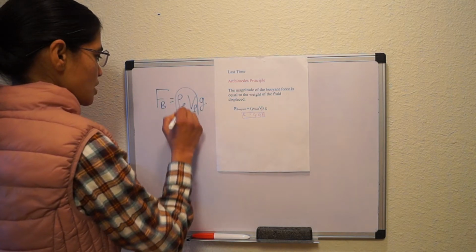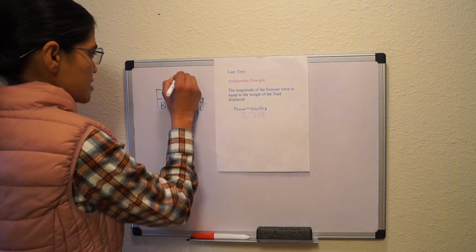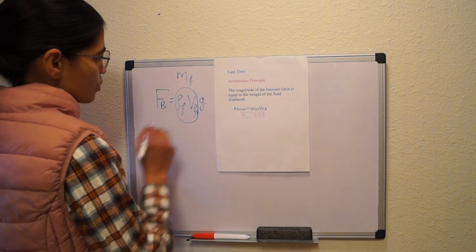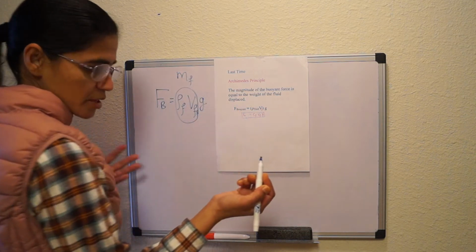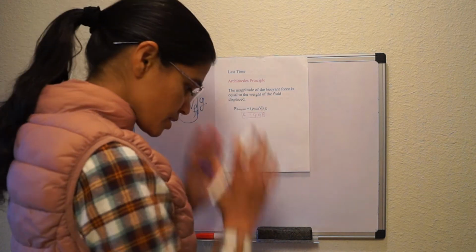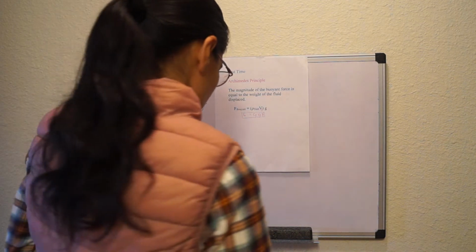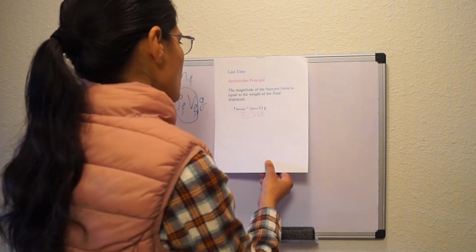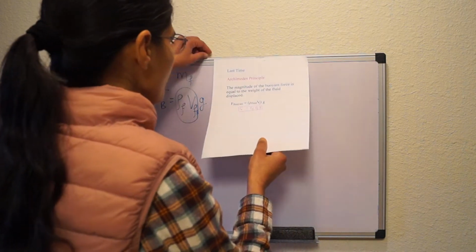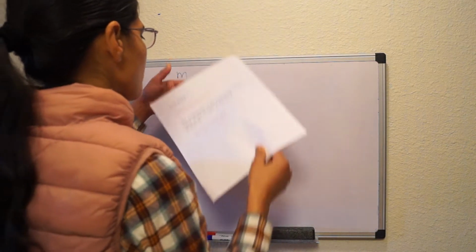This quantity comes from where? Mass of the fluid, right? So m times g was the, and then this m times g would give us the weight of the fluid that is displaced. Okay. So that is what we learned about Archimedes' principle.